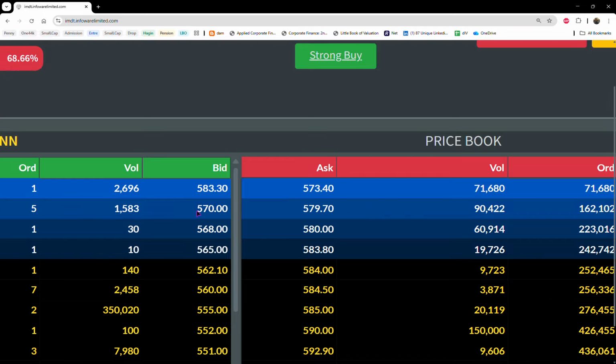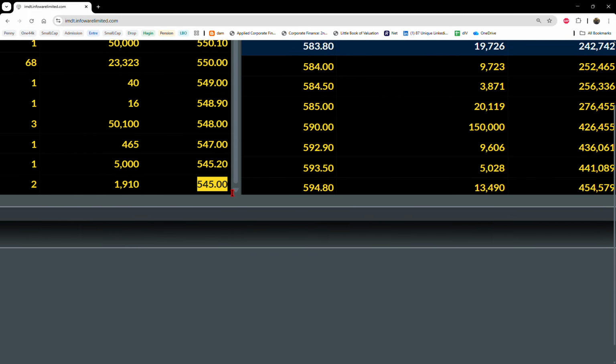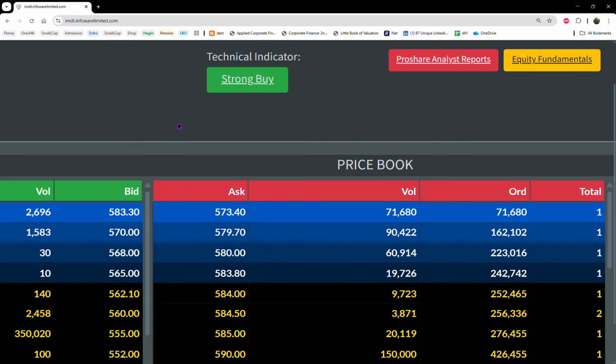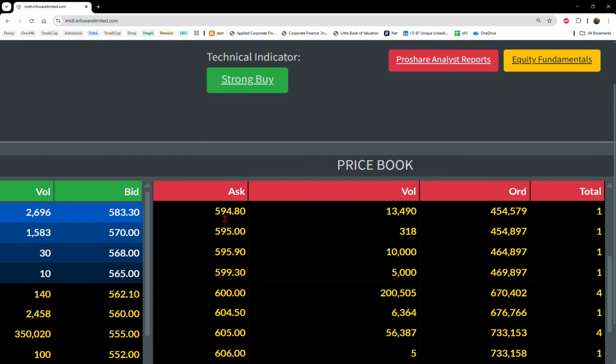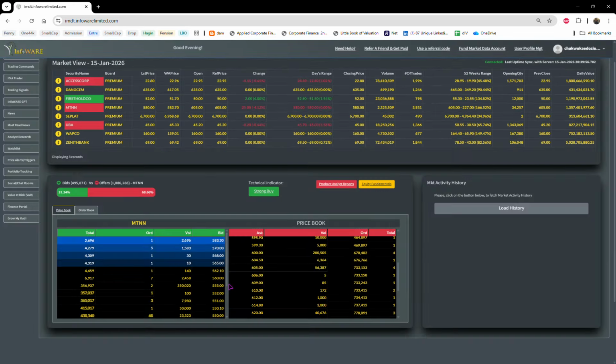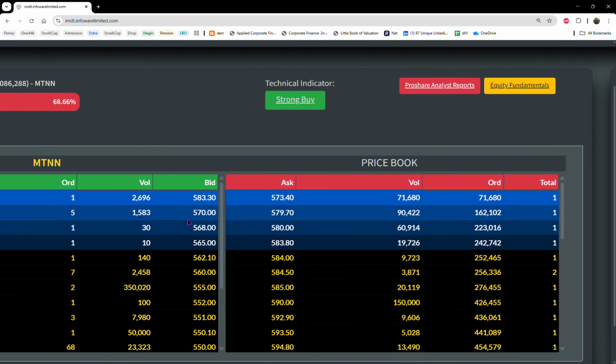So the buy orders are listed from the highest price to the lowest price. MTN, for example, in today's trading session, the highest price for the bid is 570 for MTN. That means the highest price somebody is going to buy MTN at is 570. The lowest price is around 545 naira. Then sell orders are listed from the lowest price to the highest price. So the lowest price someone is going to sell is 573.4, and the highest price somebody wants to sell at is 620.